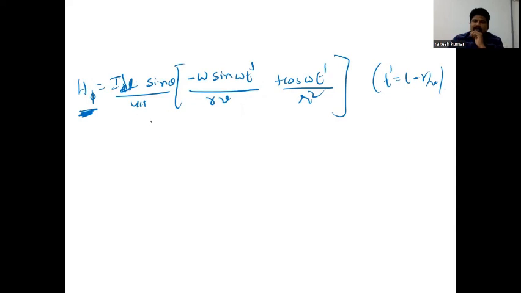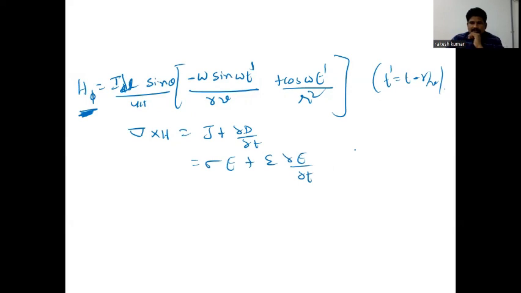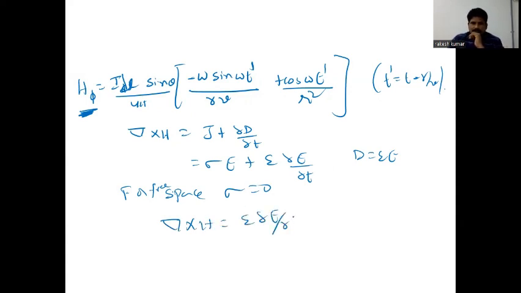How will you calculate the electrical field? We will take Maxwell's equation. What is Maxwell's equation? Del cross H is equal to J plus ∂D/∂t, or it is sigma E plus epsilon into ∂E/∂t, since D is equal to epsilon E. So for free space, conductivity sigma is equal to 0. Therefore, del cross H is equal to epsilon into ∂E/∂t.